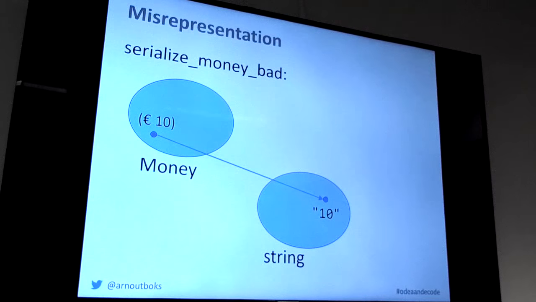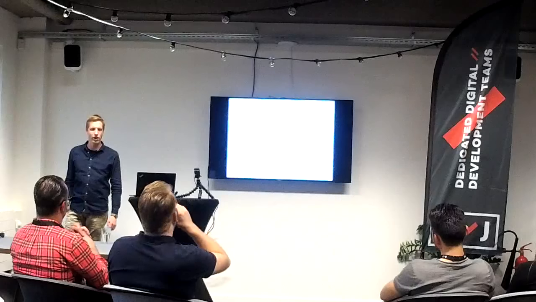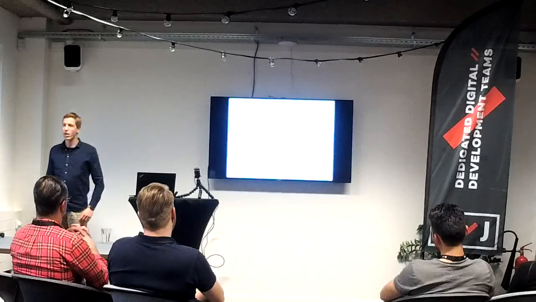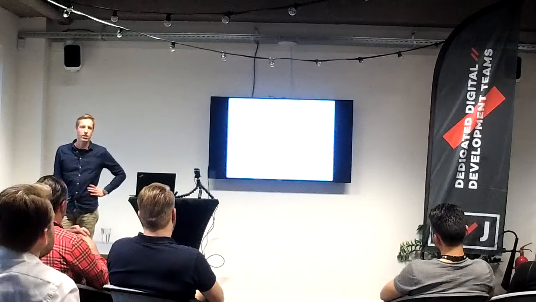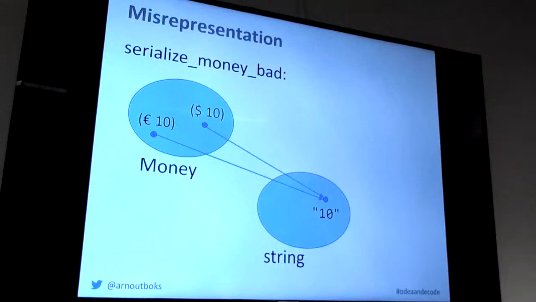Well, what's the problem here? Well, in our set of all the money objects, there's also another value that's called $10. And if we would use the same representation function to represent the $10 as a string, it would map to the same string 10. This function is not injective.